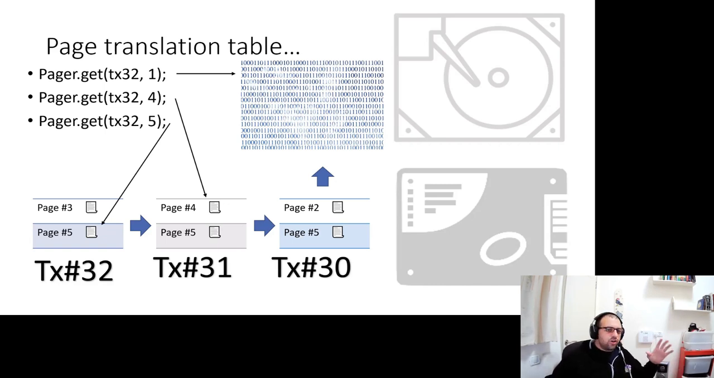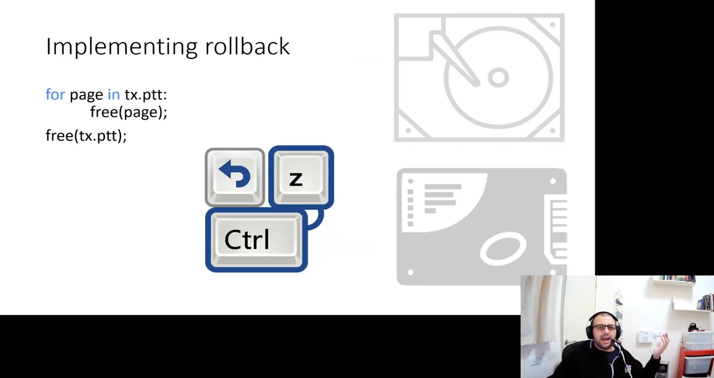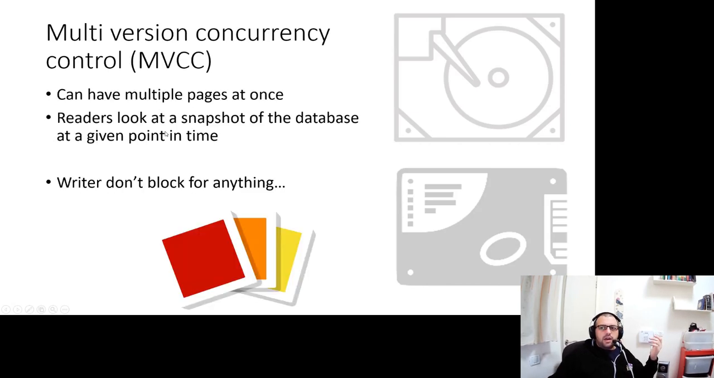Now, I mentioned that I'm doing that in order to get durability and MVCC and concurrency. So I touched a little bit on concurrency, but how does it help you for durability? Well, let's see how I'm rolling back a transaction. And this is basically it. Go free all of the pages in a transaction and free the page translation table and you're done. There is no persistent modification that was made. And MVCC is effectively free in this scenario. Multiple pages exist at the same time and readers have a snapshot. The writer doesn't block for anything.